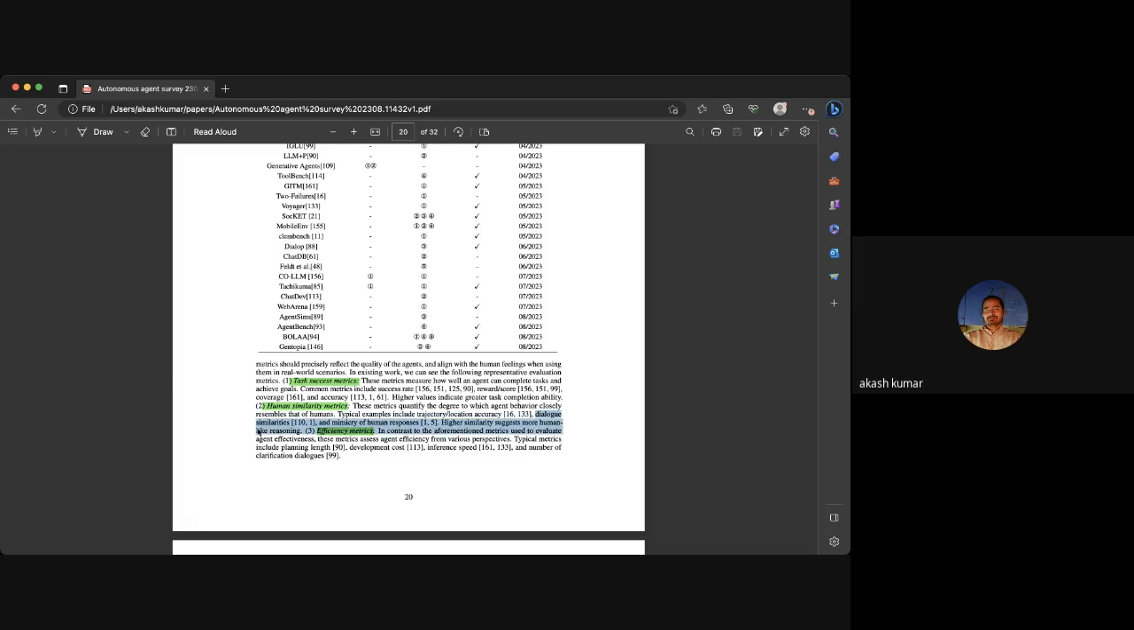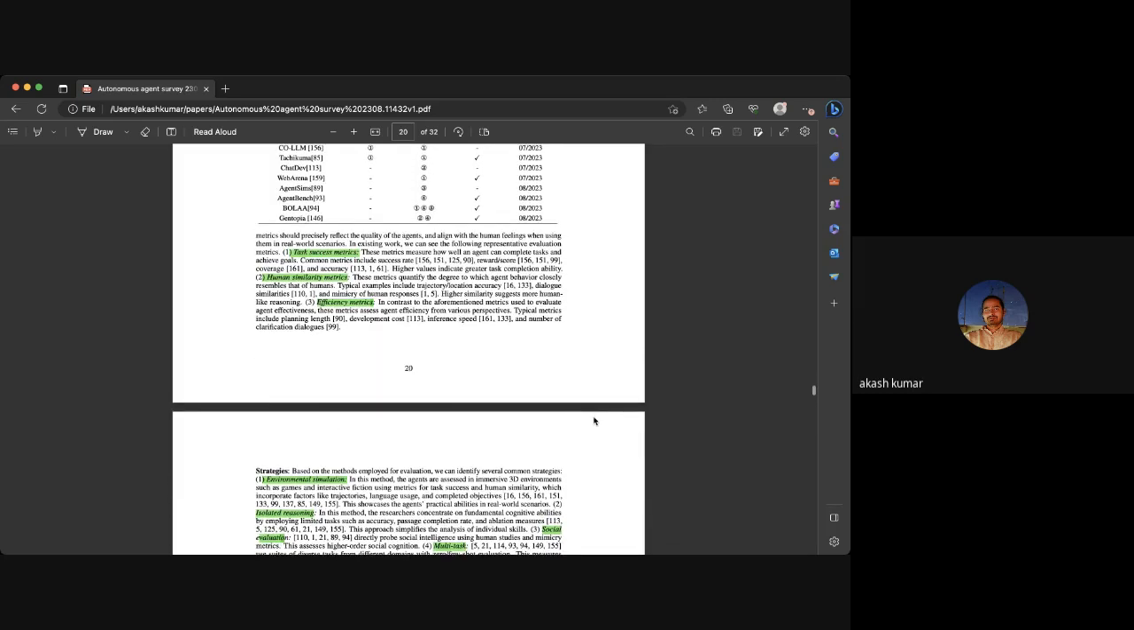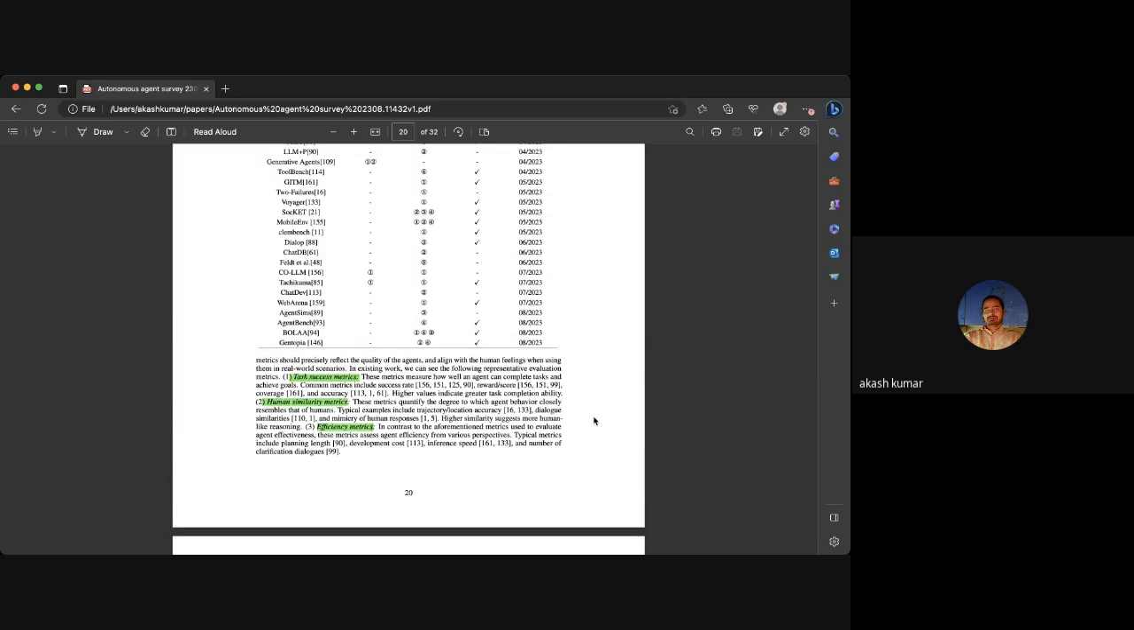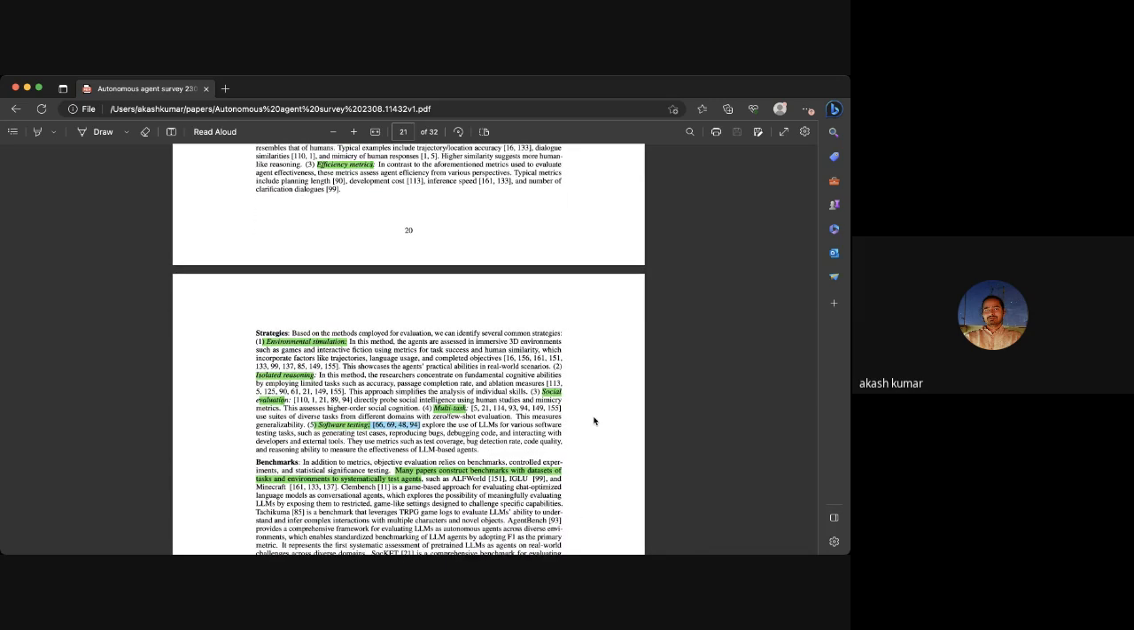So they are being checked against human scores for that. Efficiency metrics include development cost and inference speed, which is a very important thing. So these are the major classes of metrics that are being used to evaluate these agents. And there are different strategies: which strategy do you use to evaluate your agent?